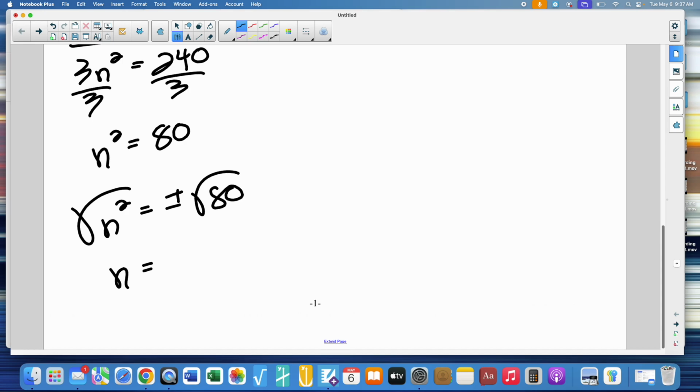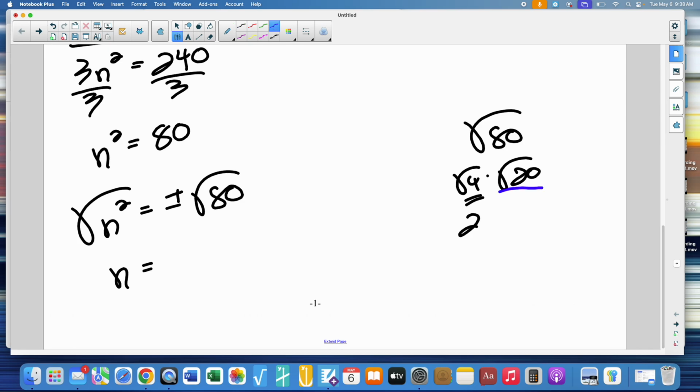80 is not a perfect square, so we're going to have to simplify that. We're going to have to break it down. I'm going to break it into a perfect square. I'm always going to look for a factor that is a perfect square. 4 is a perfect square, and 4 goes into 80. So this rad 4 now becomes 2. I still have to simplify the rad 20.